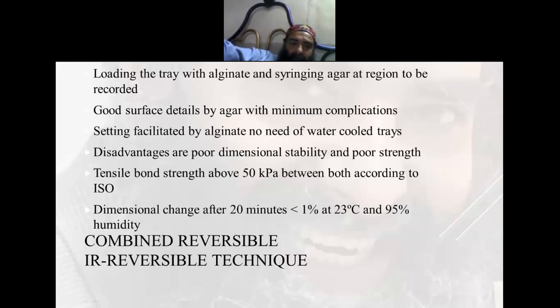Now, a combined reversible irreversible technique is there, as nowadays we do not have special trays with tubing for cooling the agar material available. So it is an alternate technique which can be applied for taking a good impression through alginate and agar.